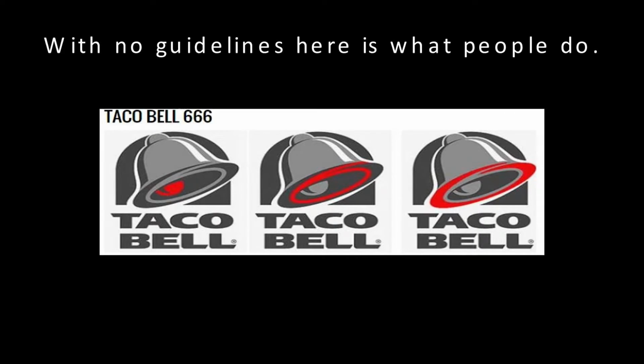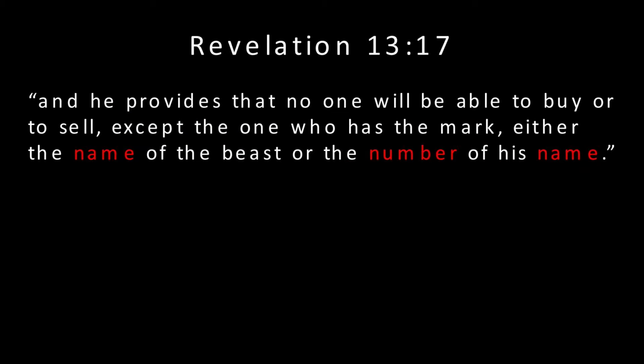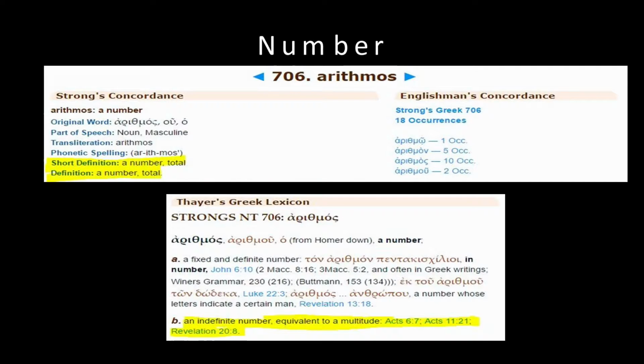Maybe even use Latin. Revelation 13:17. And he, that is the Antichrist, provides that no one will be able to buy or sell except the one who has the mark either in his name of the beast or the number of his name. So let's look at those words, name and number, see if they have extra meaning. Now, the word number, arithmos, can also be translated as a multitude. In fact, John does so in chapter 20, verse 6. So he's no stranger to using it that way as a multitude. So a number is a multitude.